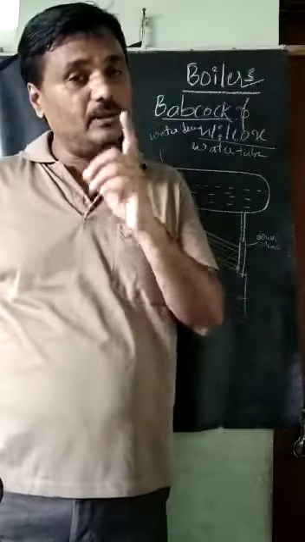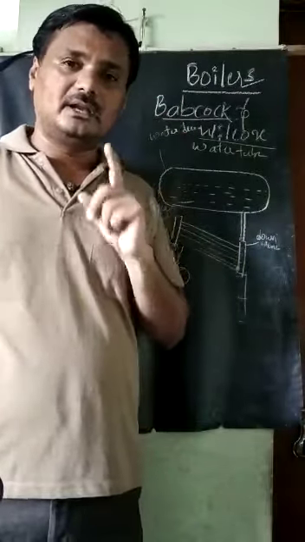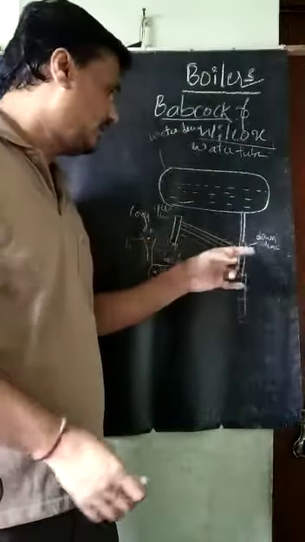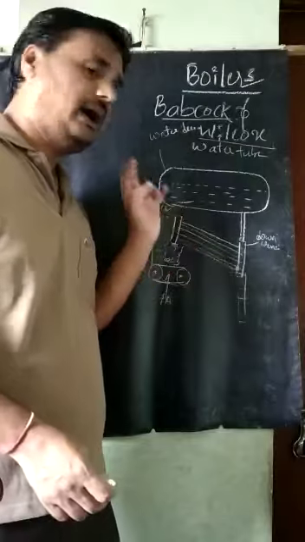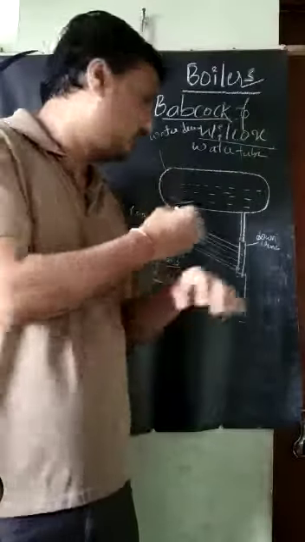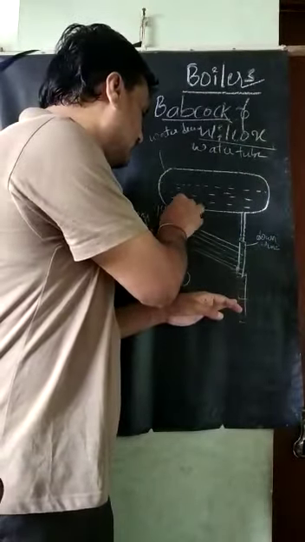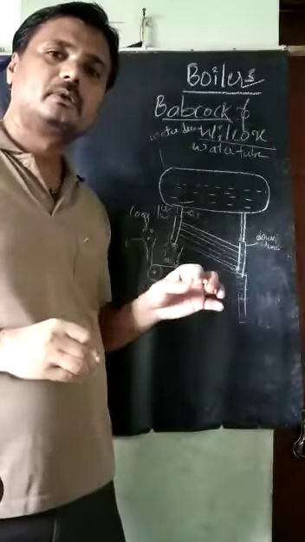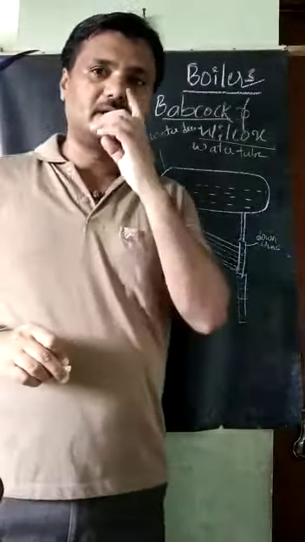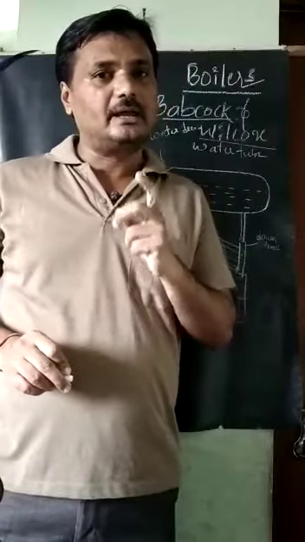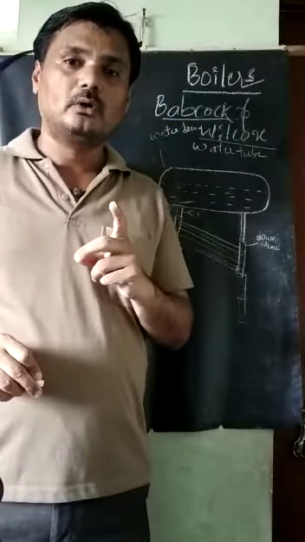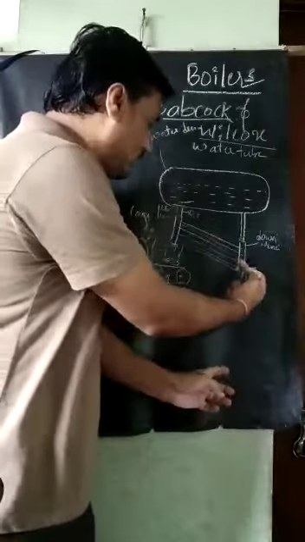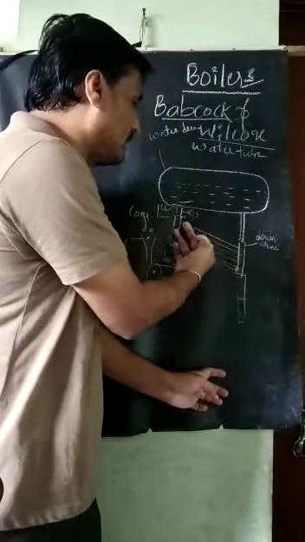Once its density decreases, naturally it will move from the downcomer to the upcomer. These are also called riser tubes. This is called the riser tube. Why? Because once the density is reduced, the water will move. The mixture of water and vapor will move from the downcomer to the upcomer.